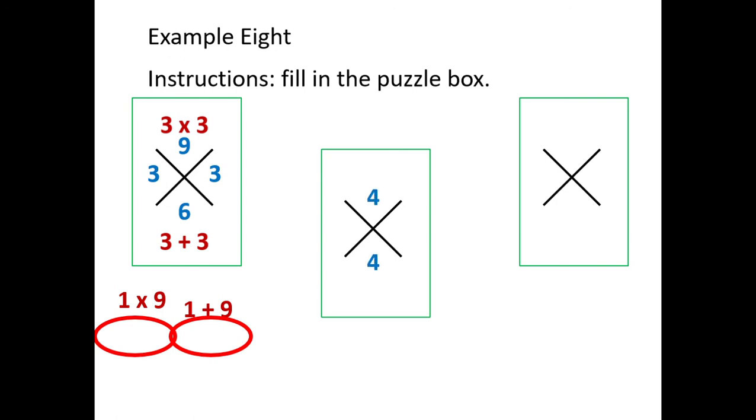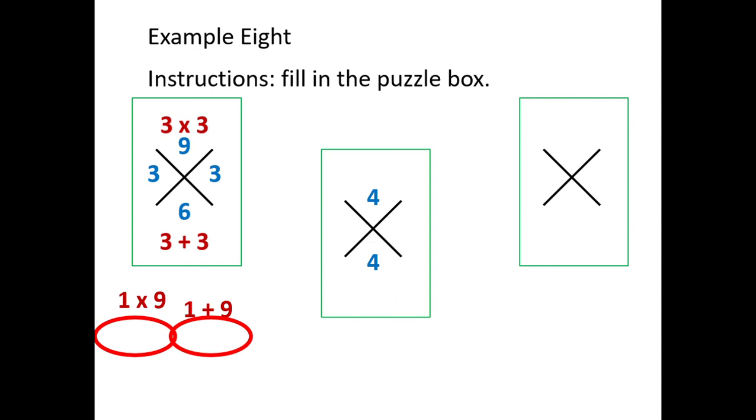Okay, another puzzle box. 4 on the top and 4 on the bottom. Again, they're both positive. Top's positive, bottom's positive. That means the sides have to be positive too. There's no other way. Because remember, if one side was negative, the top would have to be negative, and if both sides were negative, then the top could be positive, but the bottom would have to be negative. So it can't be anything other than two positive numbers.